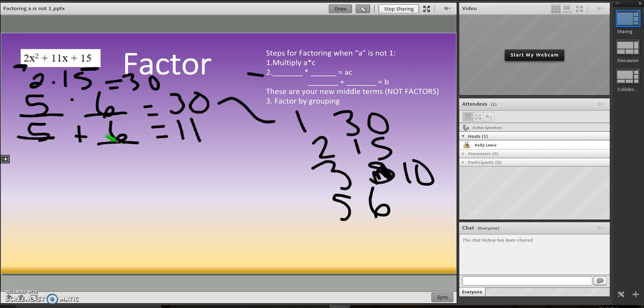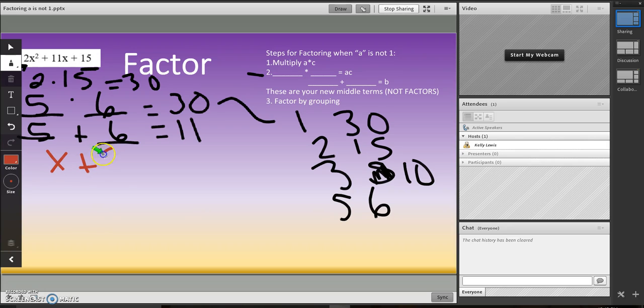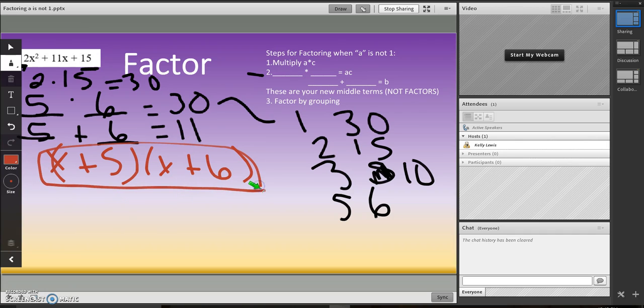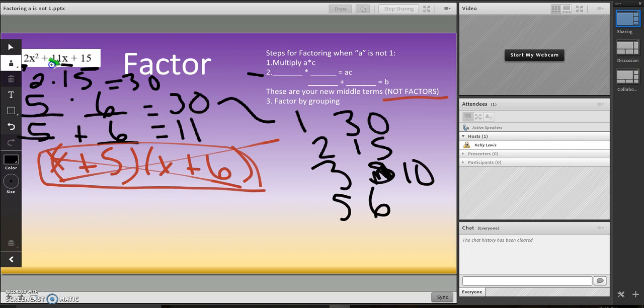All right, do not do this: x plus 5, x plus 6. All right, that's not what we're doing. This is what I mean. It's not factors, so don't do that guy. Okay, we're splitting up our middle term. It's like your parents are getting divorced.